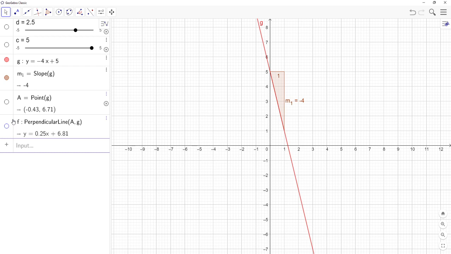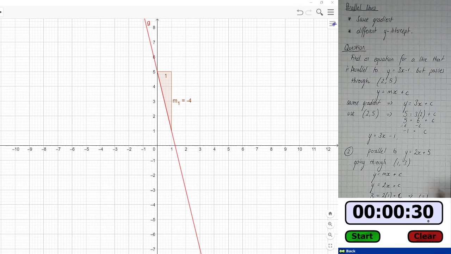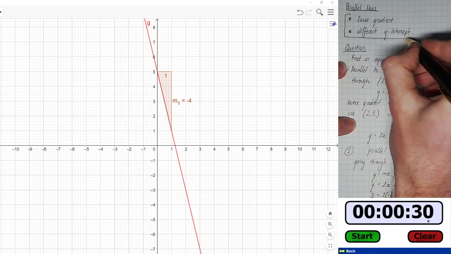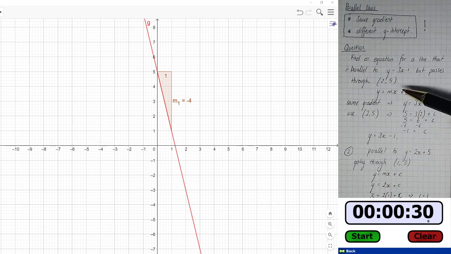So there are some key things that we are looking to take away for today. The first of which is that parallel lines have the same gradients, and they could have different y-intercepts. And the way that we find those y-intercepts is by looking at the different coordinate that it needs to pass through. And we had a couple of goes at that.